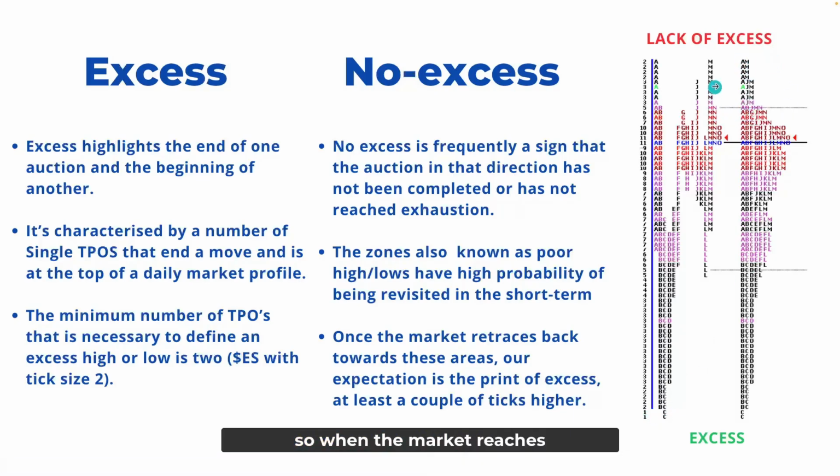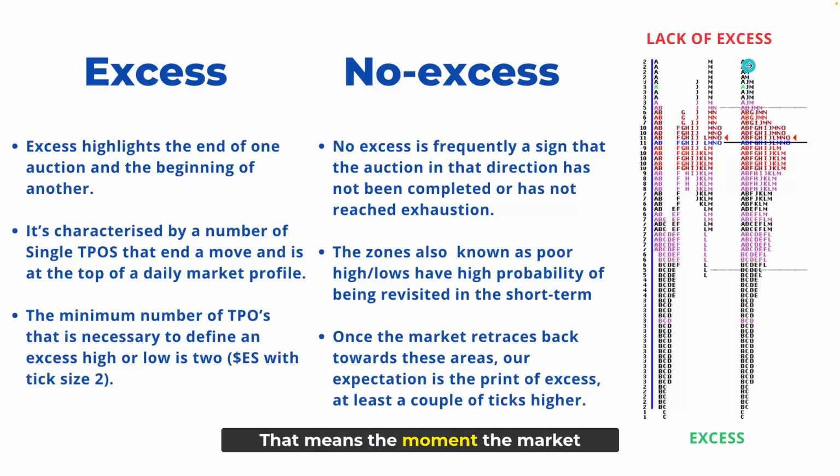Okay, so when the market reaches this high, that's on the A and M period, the odds favor that you will at least get 2 TPOs of excess above. Also, many technical traders that use technical analysis such as double tops will see this area and will try to short this, okay? They will have their stop loss usually above this area.